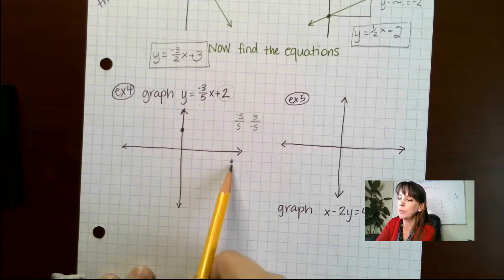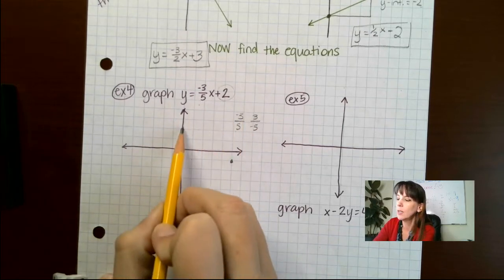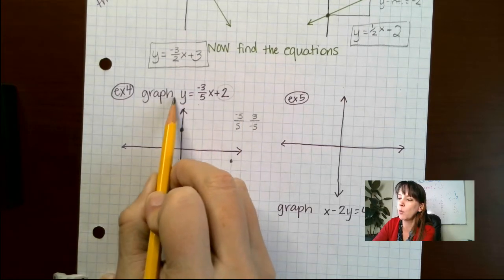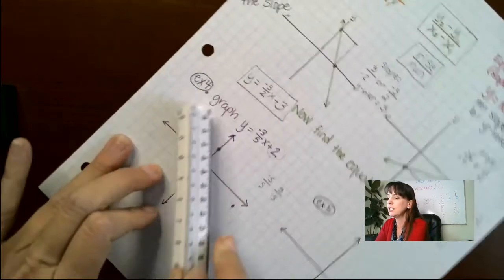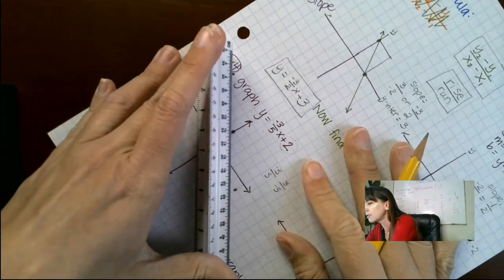So I went down 3, +5. I did this one. Let's do this one. Go here, 1, 2, 3, over 1, 2, 3, 4, 5, right over there. So now what I can do is, I'm gonna turn this, sorry, while I graph this guy.